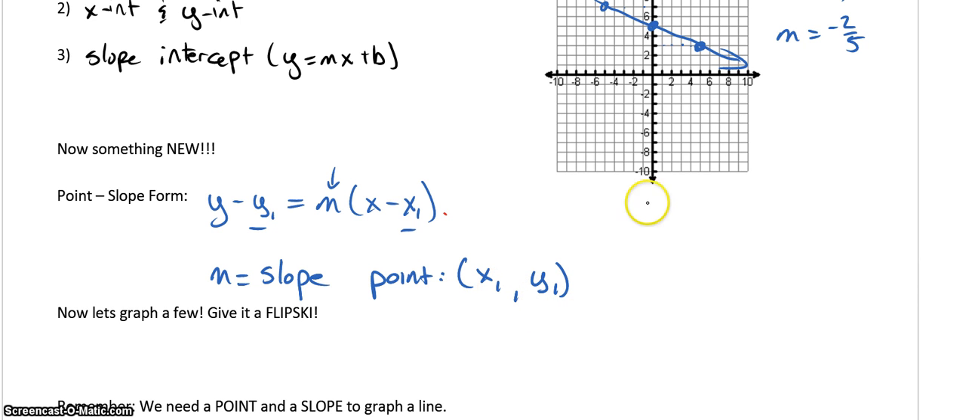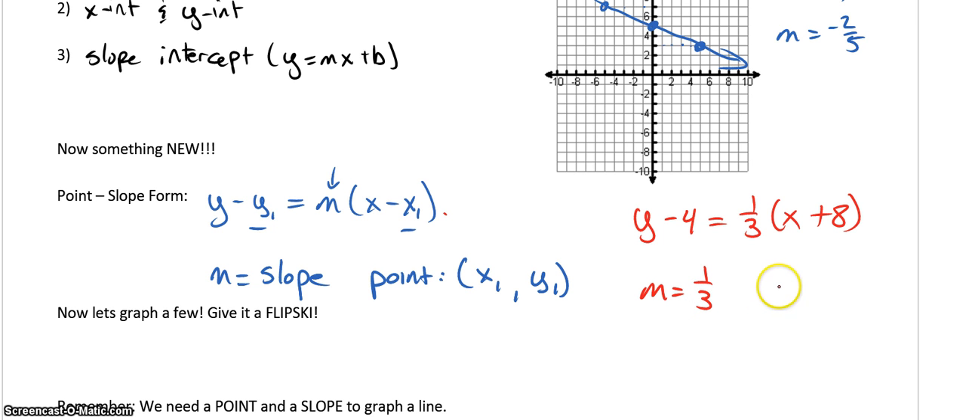This formula is derived from the slope of a line, so those negatives stay, but the values of x1 and y1 are opposite that. So for example, if I had the equation y minus 4 equals 1/3 times x plus 8, the slope that I could pull out of that equation is 1/3. The point, and here's where it gets a little sneaky, would be negative 8 comma 4. The sign switch to get the point, it's not the y-intercept, it's not the x-intercept, but it is a point that is on the graph. We're going to now use this to graph a couple equations.